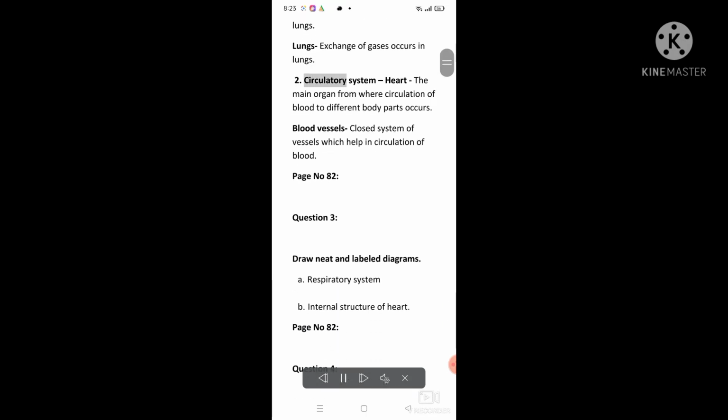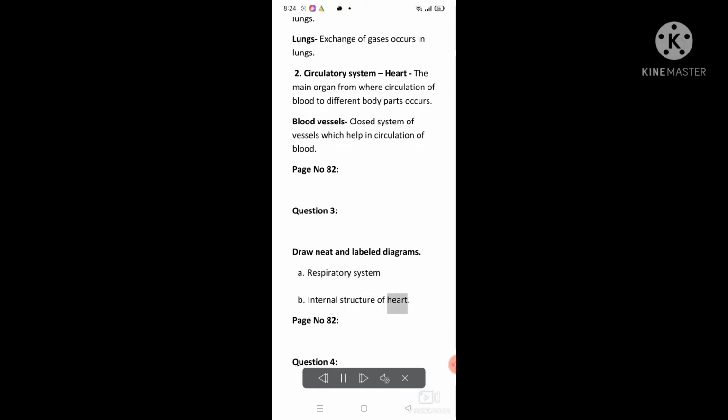2. Circulatory system. Heart: the main organ from where circulation of blood to different body parts occurs. Blood vessels: closed system of vessels which help in circulation of blood. Page number 82. Question 3. Draw neat and labeled diagrams. Respiratory system. Internal structure of heart.